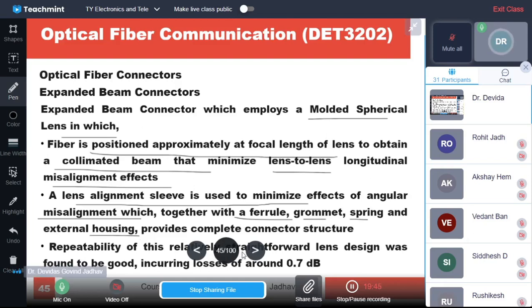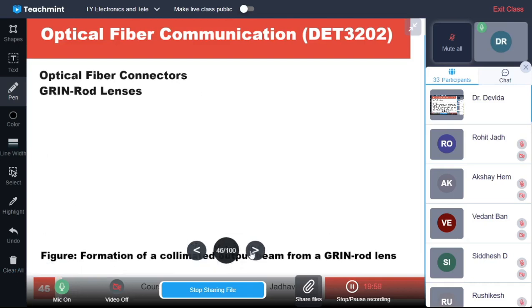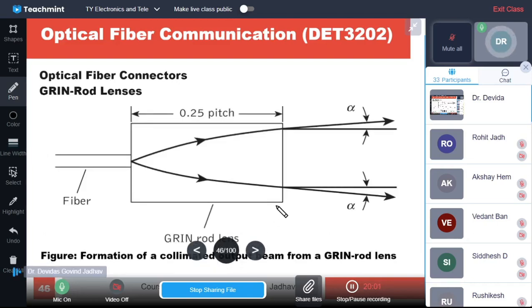Repairability of this is straightforward. The lens design was found to be good, incurring losses of 0.7 dB. Okay. Relatively straightforward it is. Then let us start the graded index rod lenses. Okay, GRIN rod lenses.